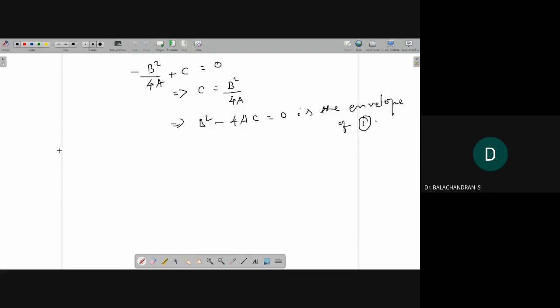Okay, now I am going to give the problem. I think you have full energy. So now, if you solve the problem, if you tell the answer, I also get the energy from you. Okay, so find the envelope of the family of curves, first problem.